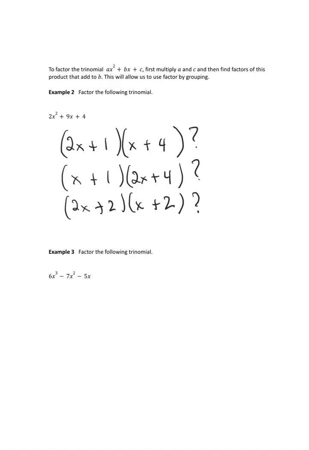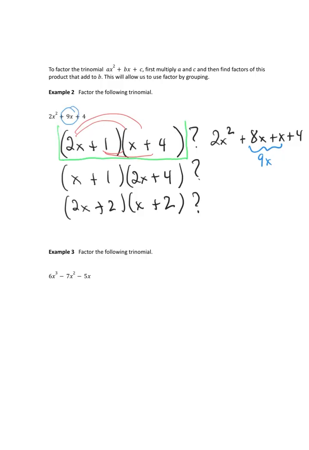All right, so we need to check these. We're going to just multiply, right? Do our little FOIL claw method. So for that one, 2x times x would be 2x squared. 2x times 4 would be plus 8x. And then the next one would be plus x. And then plus 4. Oh, look at that. I think I got lucky again because that's 9x in the middle, just like we wanted there. So we got lucky again, getting it right in the first combination.